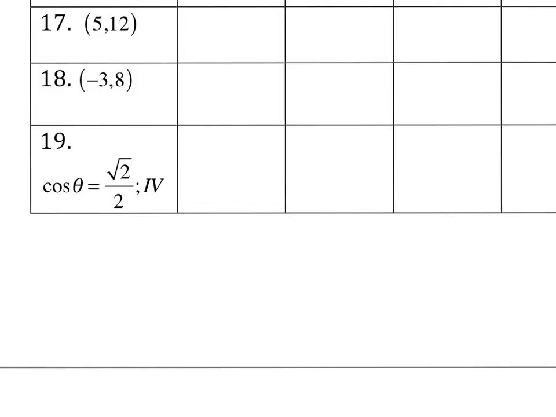The next set of problems here is 17 through 19. These are the types of problems where we know we need to draw a triangle. Now on the test, it won't be set up like a chart.